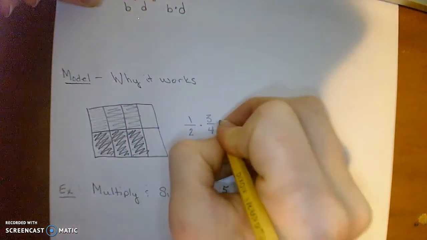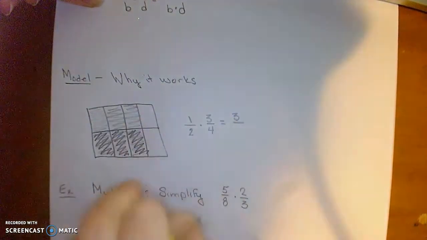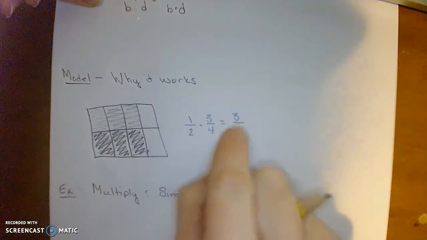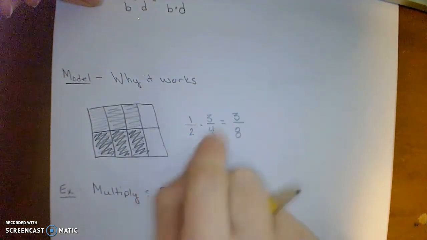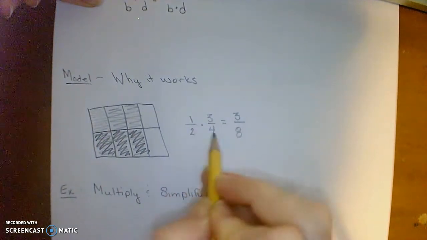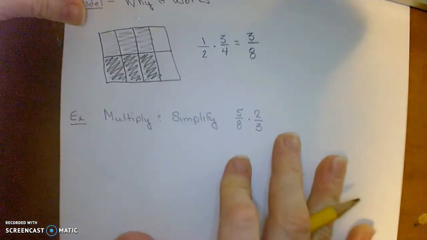So now what do I have altogether? I've got 3 pieces shaded now out of 8 equal sized pieces. So if you notice, these numbers are related to these numbers by multiplication. 1 times 3 is 3, 2 times 4 is 8. All right, let's see how this works in another example.